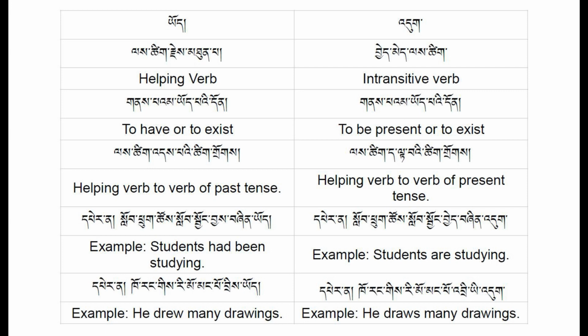So here we see that it says students had been studying. So we see that it is in the past. So they had been studying in the past. So we see that this is in past tense. Whereas in here we see that it's in present tense. So the same sentence, only difference is here we have ye, here we have duk.